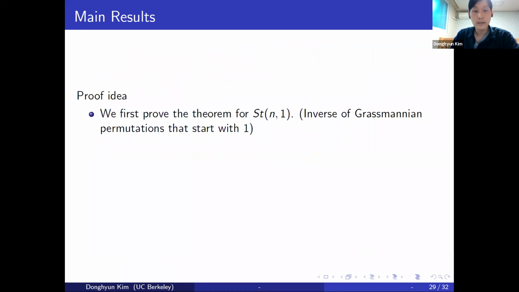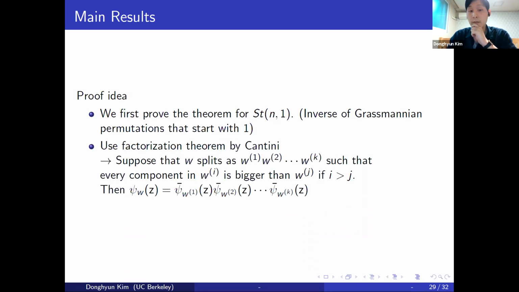So the proof idea is that we first prove the theorem for ST(n, 1). And these are precisely the set of inverses of Grassmannian permutations that start with 1. And next, we apply the factorization theorem by Cantini. He generalized the factorization theorem of psi of W, which was proved using multiline queues.